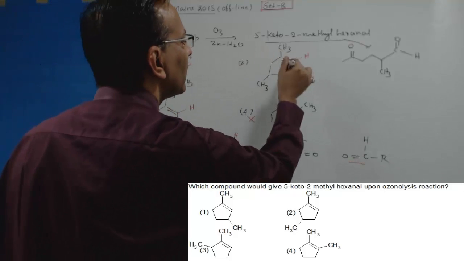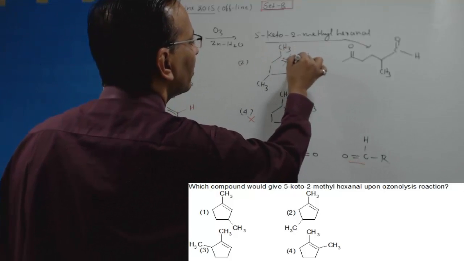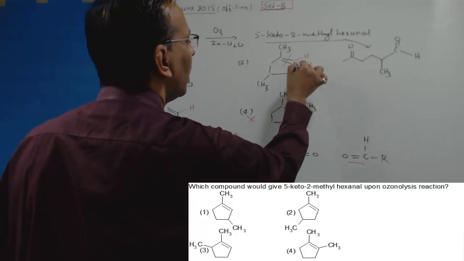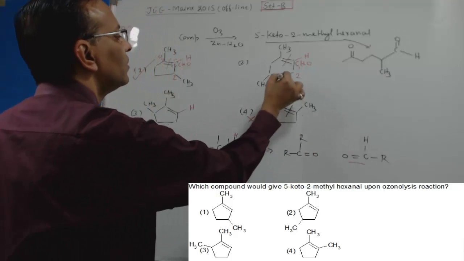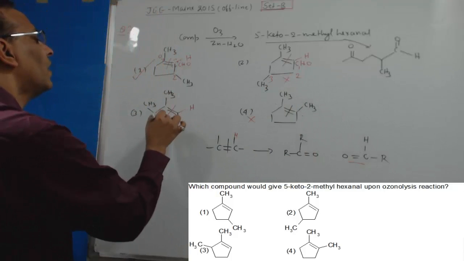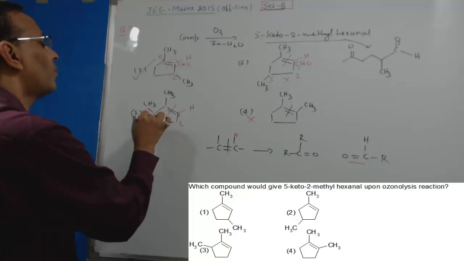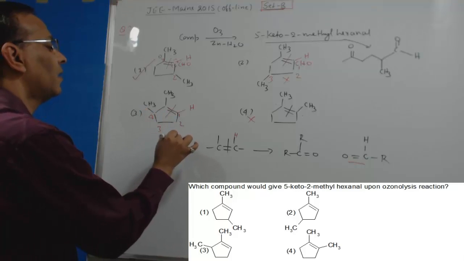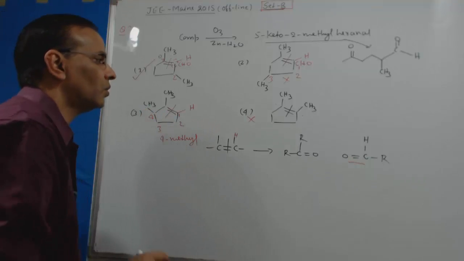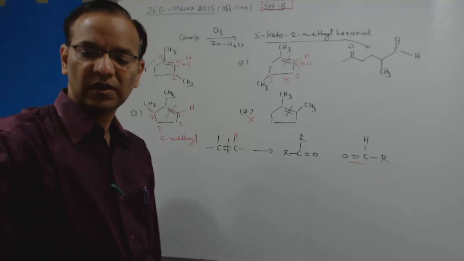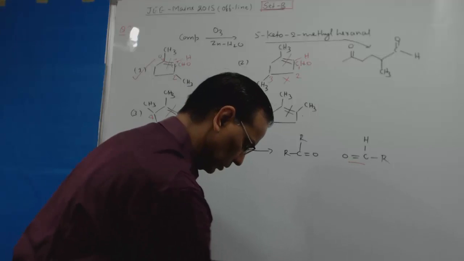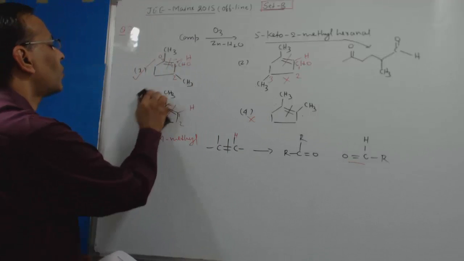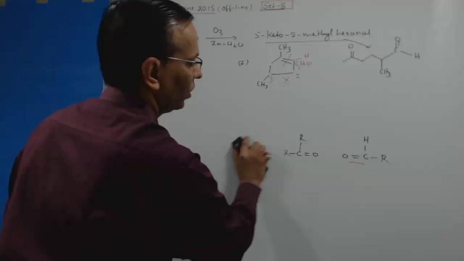What is wrong in the others? Here this carbon will become aldehyde, so 1, 2, 3, it will become 3-methyl, but we require 2-methyl, so it is not the answer. Here also 1, 2, 3, 4, so it will be 4-methyl. So this will not be the answer. It's a very simple question, there is nothing difficult in this. So let us move to the next question, question number 4.